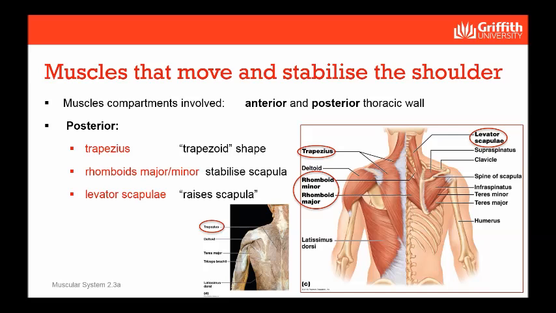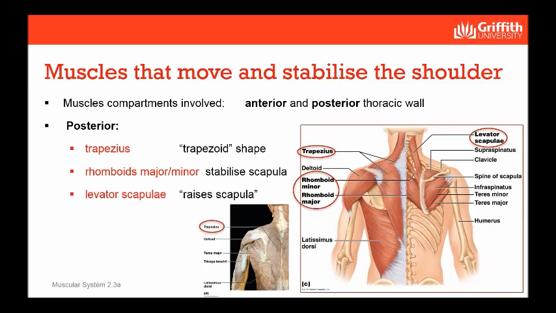Rhomboid major and minor are two rectangular-shaped muscles that lie deep to trapezius. They arise from the spinous process of the thoracic vertebrae and insert on the medial border of the scapula. Thus, the rhomboids act in synergy with middle trapezius fibers to adduct the scapula.